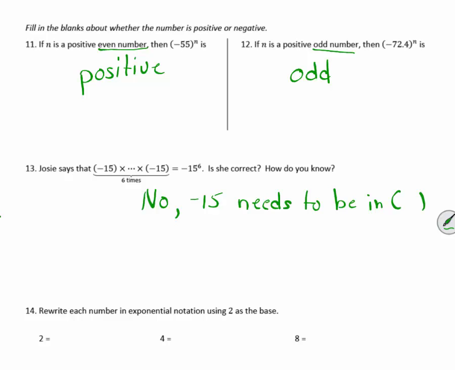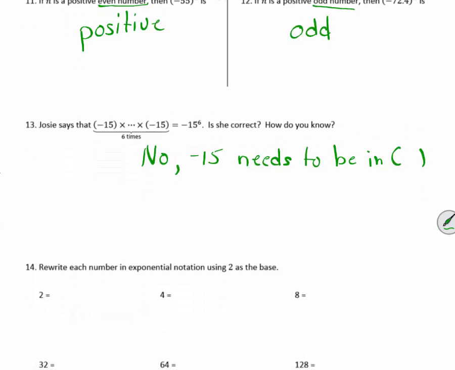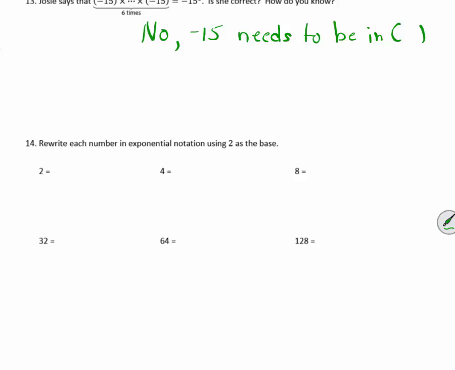Rewrite each number in exponential notation using 2 as a base. So I want to know, so here, how many 2's would I need to multiply by itself to get to 2? Well, that would be 2 to the first. Here, for number 4, how many 2's am I multiplying to get to 4? Well, 4 is 2 times 2, which is 2 squared. 8, I would have to multiply 2 times 2 times 2, so that's 2 to the third.